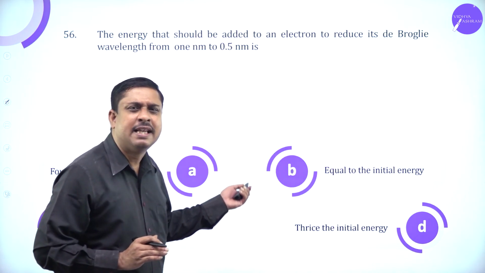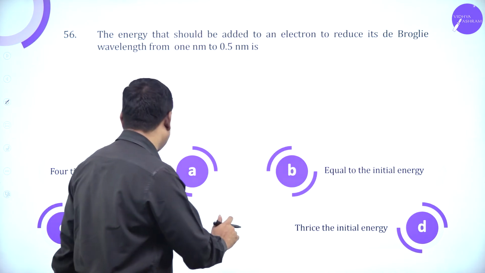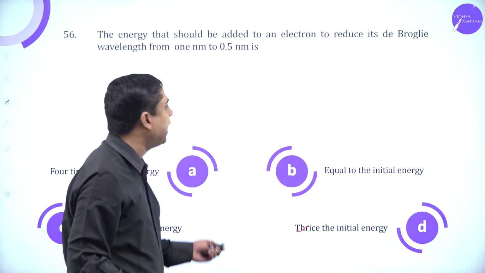De Broglie wavelength, same question I worked out in the previous session. It has to be thrice the initial energy.